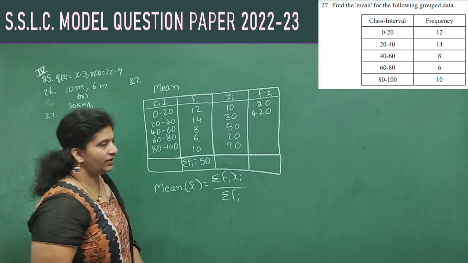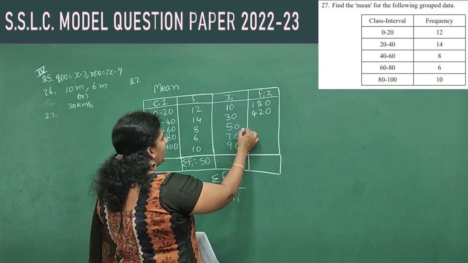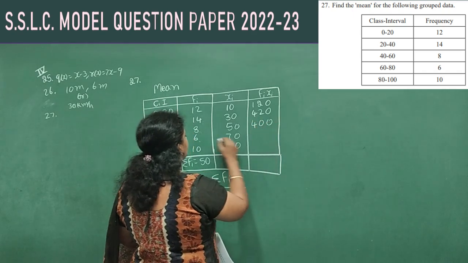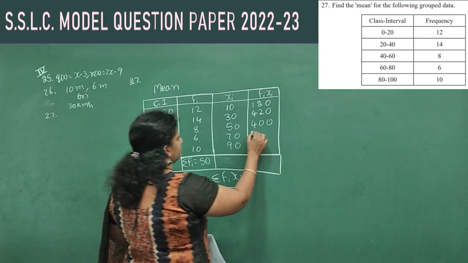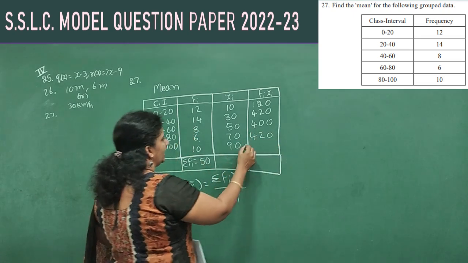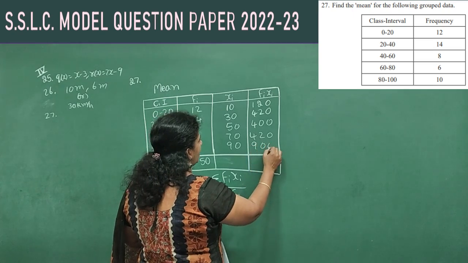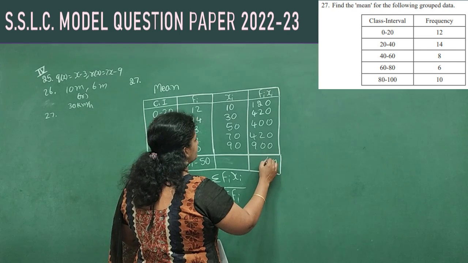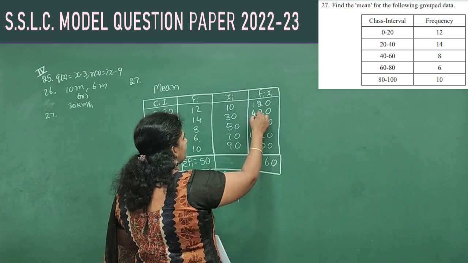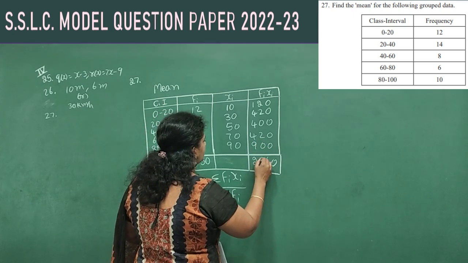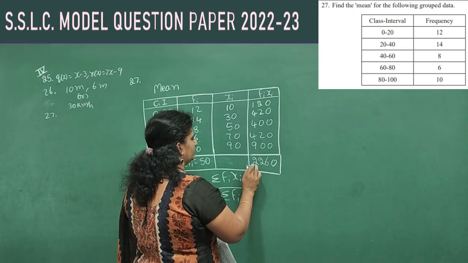420. Right? 8 into 50, 400. 70 into 6, 420. 10 into 90, 900. Add all this. 0. And this is 6. 5, 9, 13. And this will be 22.